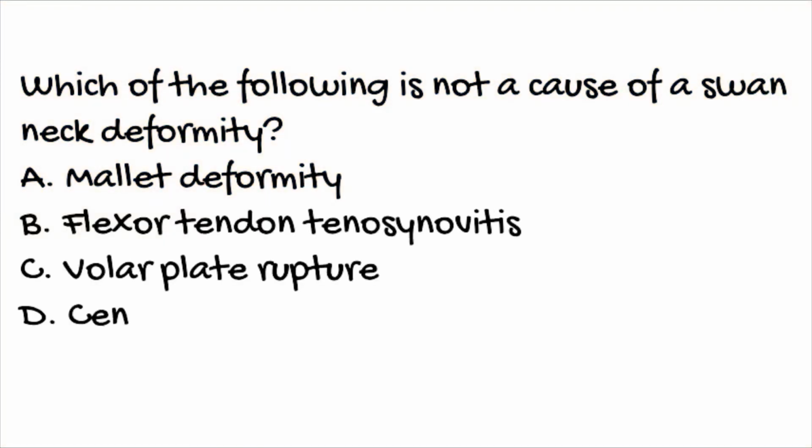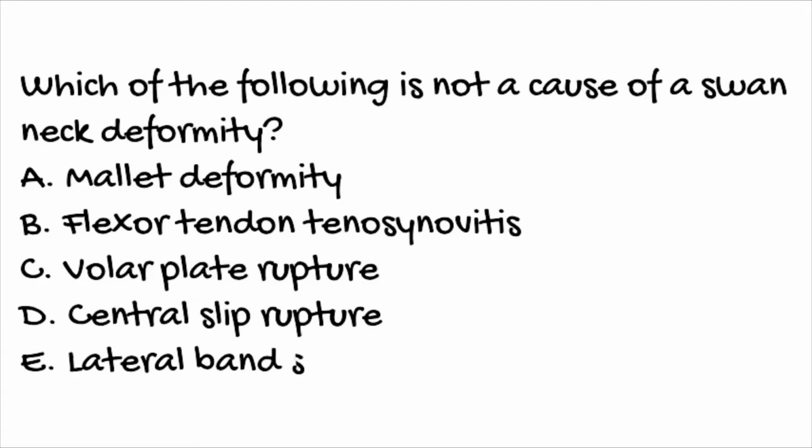Which of the following is not a cause of a swan neck deformity? A. Mallet deformity. B. Flexor tendon synovitis. C. Volar plate rupture. D. Central slip rupture. E. Lateral band subluxation.